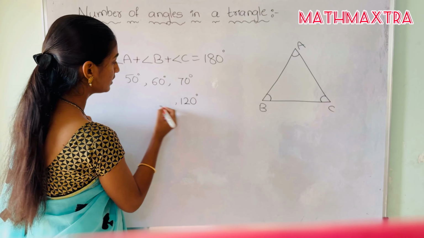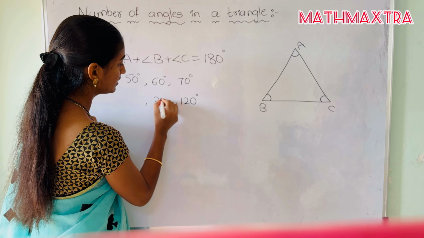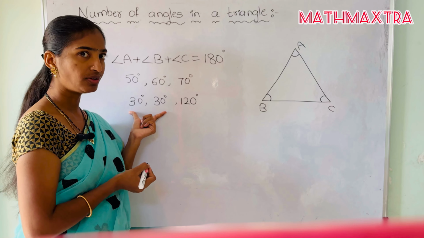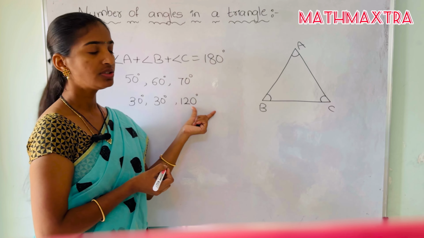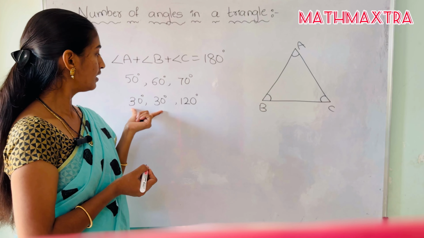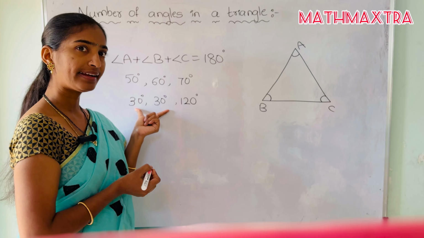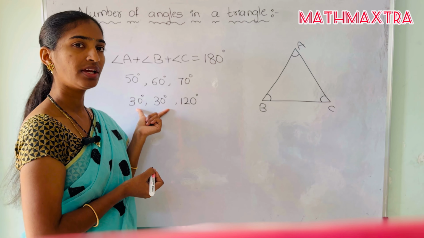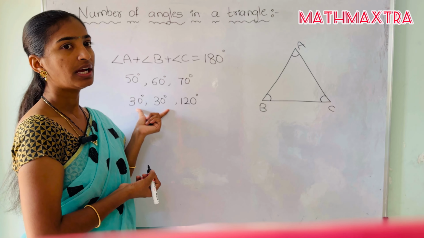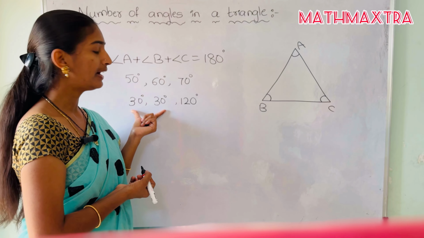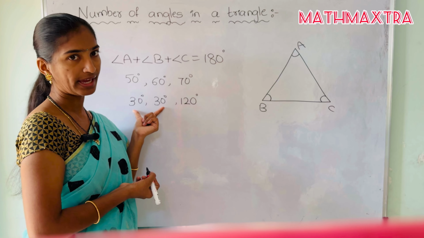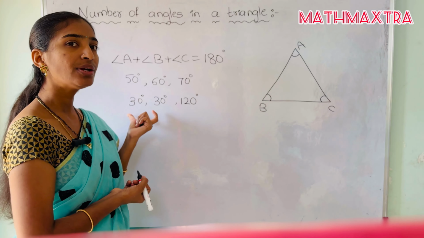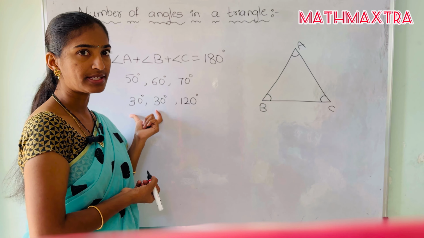So what are the different possibilities? So I am considering 30 degrees, 30 degrees. What are these two? These two are acute angles. This is obtuse angle. So if you consider these two angles are greater than 90 or obtuse angle, there is no possibility of considering greater than 60 degrees in place of these two angles. That is why, if we consider one obtuse angle, the other two angles must be acute angles, right?